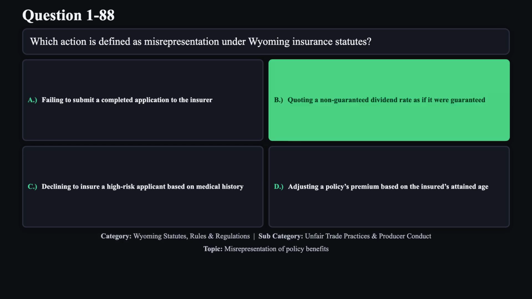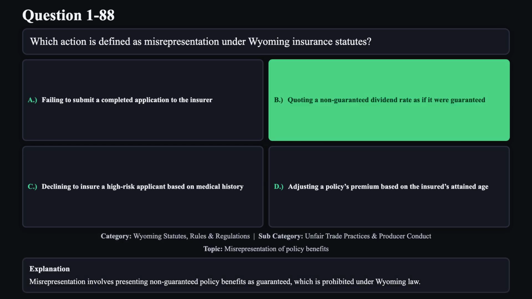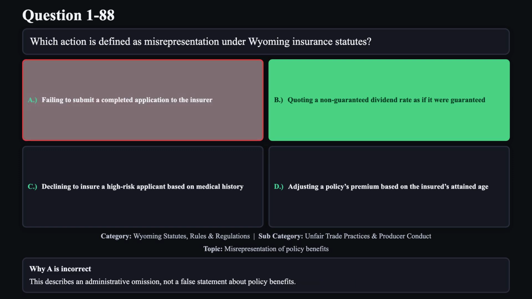The correct answer is B. Misrepresentation involves presenting non-guaranteed policy benefits as guaranteed, which is prohibited under Wyoming law. Reason A is not correct. This describes an administrative omission, not a false statement about policy benefits.